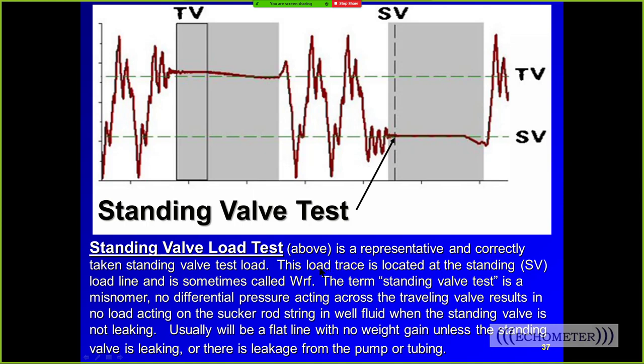And so normally, if it was a leaky standing valve, you'd see this load go up. So this is a standing valve that's not leaking. It's holding the fluid in the tubing, and it's working properly.